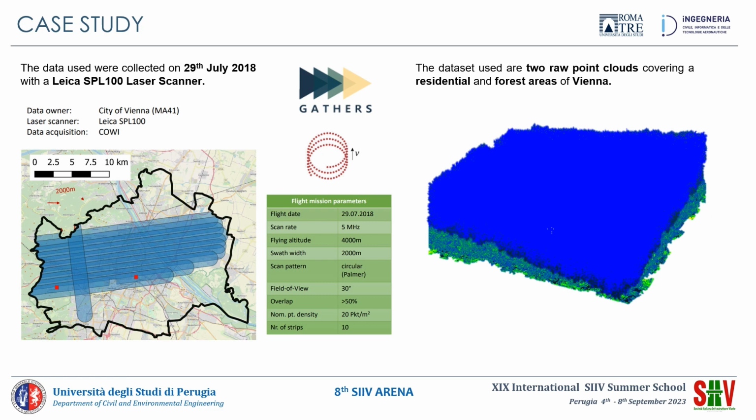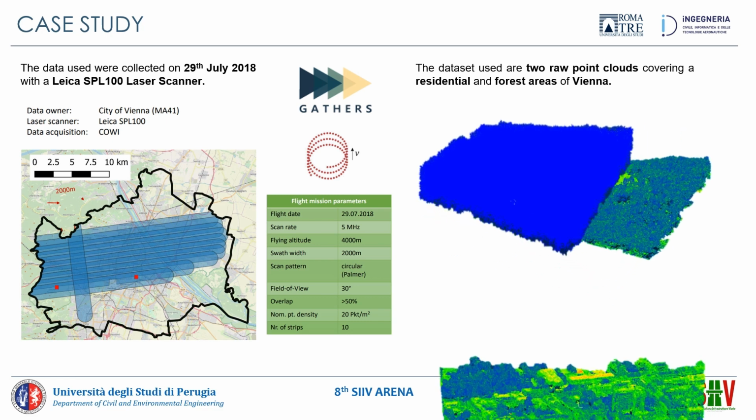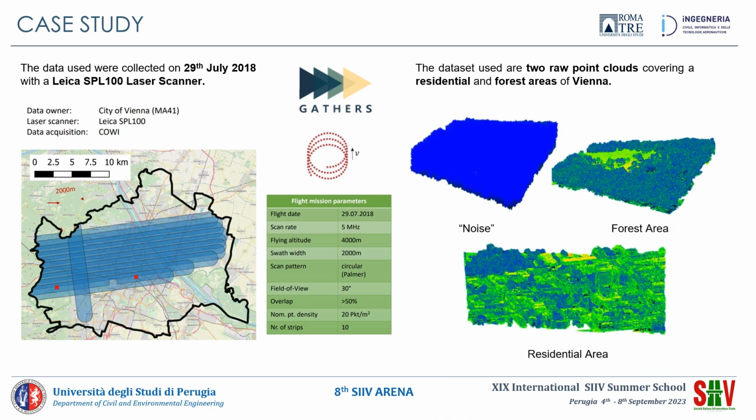The data used were collected on 29 July 2018 with a Leica SPL100 laser scanner, and the flight mission parameters are given in the table below. The data owner is the city of Vienna, and the data acquisition was performed by COWI. The dataset used are two raw point clouds covering residential and forest areas of Vienna. Both point clouds were preprocessed using the Opals software, and we can extract the noise, the forest, and the residential area from laser scanner data.